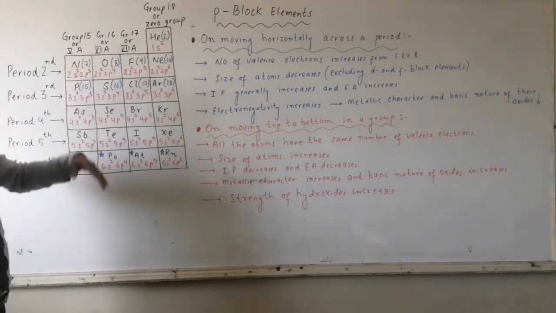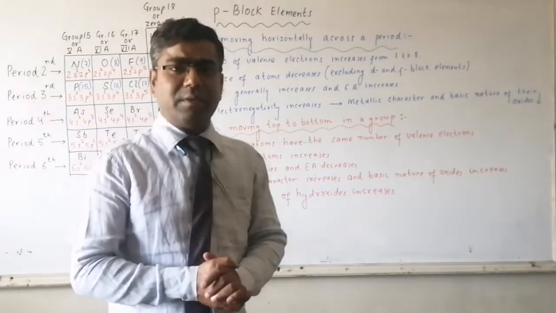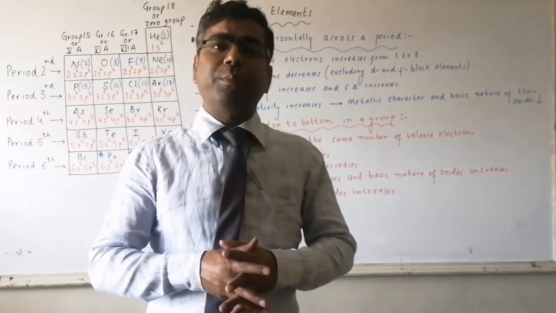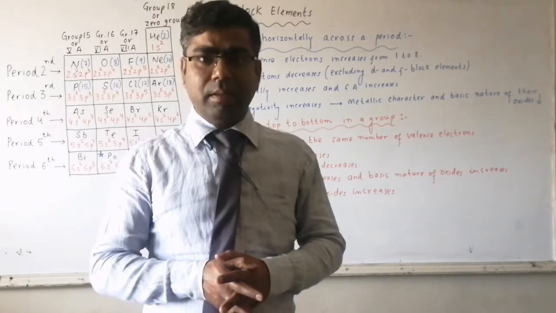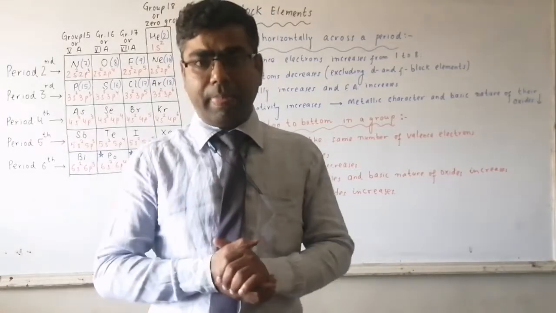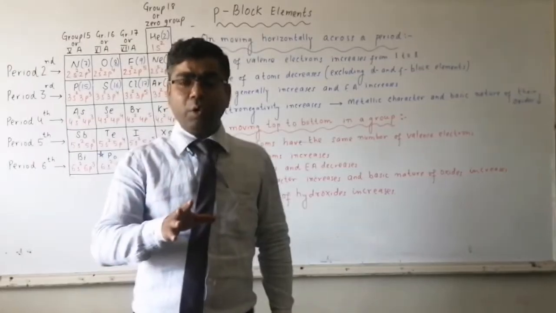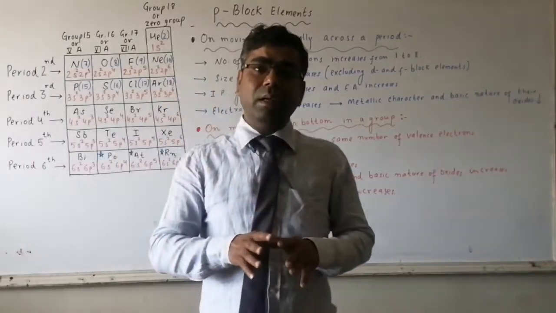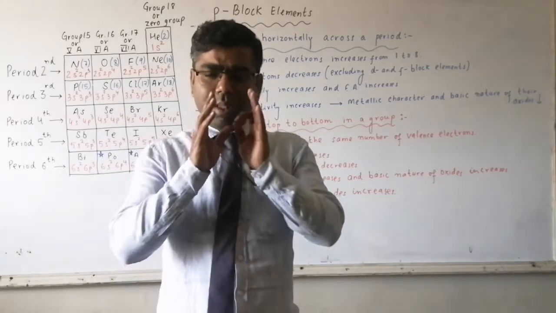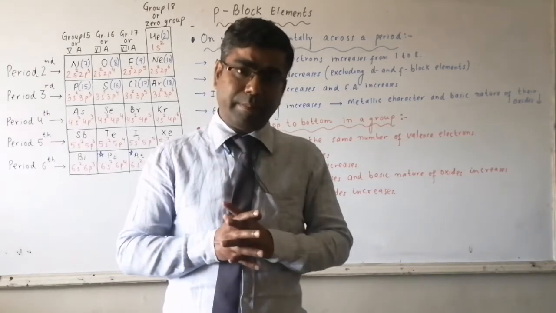Then number 17, which are called halogens. Halo stands for salt, gen stands for generating or generation. These are called the salt producers. These elements combine with metals and produce salts. Remember, group 17 is the only group of the periodic table which contains non-metals. All the elements of group number 17 are non-metals.